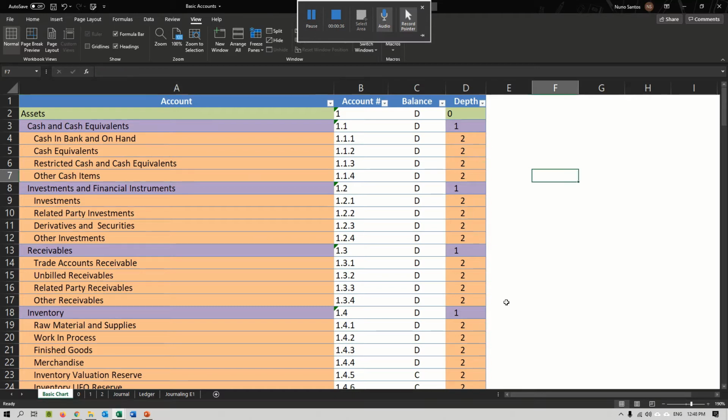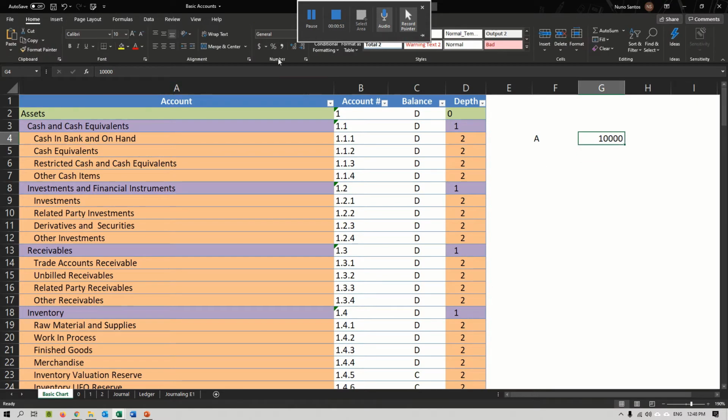Now, let's imagine that, for example, we have a basic transaction, like the very first transaction, which is investing in a business. Let's imagine that I have a person A, all right? And person A decided to invest $10,000 in the start of their business. And that means that this is the very first transaction that they do to start the business.